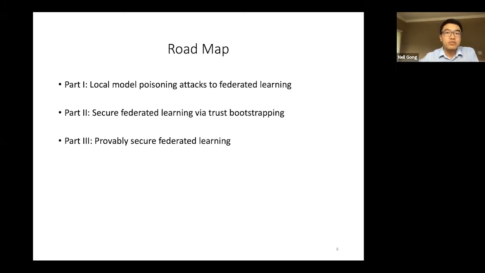This is a roadmap of this talk. In part one, we will discuss our local model poisoning attacks to federated learning. In part two, we will discuss how to build secure federated learning via bootstrapping trust on the server. And in part three, we will discuss our work on building provably secure federated learning. So first, let's look at part one.